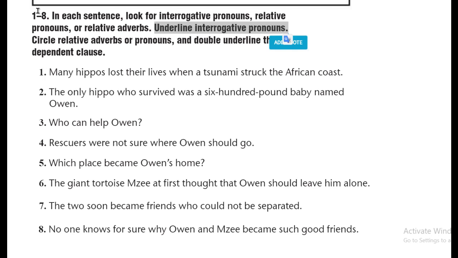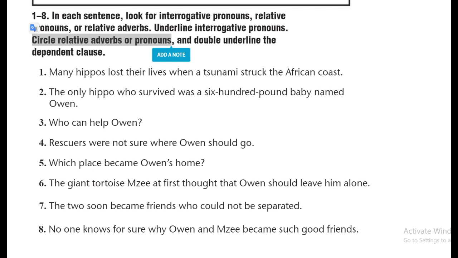This is easy. In sentence number 3, for example, it says, who can help Owen? Okay, so the first word is an interrogative pronoun. So we can underline it. Then, in sentence 5, it says, which place became Owen's home? Okay, it also starts with an interrogative pronoun, which is which, right? Okay, that's it. So the first task that he has asked me to do, which is underline interrogative pronouns, is already done. Now let's move to the second task.